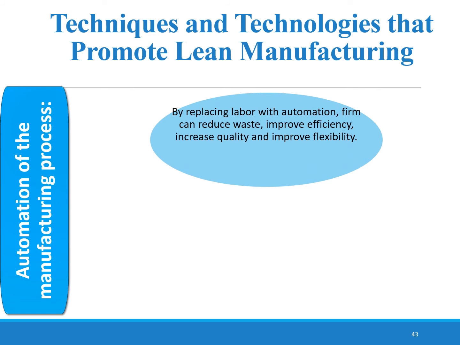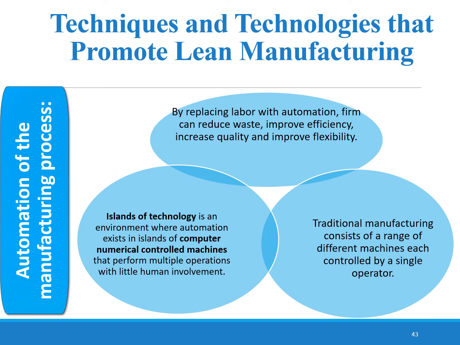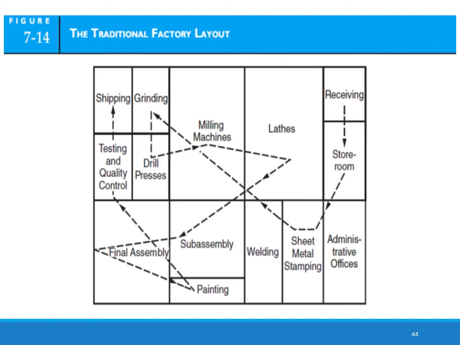Okay, so by replacing labor with automation, a firm can reduce waste, improve efficiency, increase quality, and improve flexibility. Traditional manufacturing consists of a range of different machines, each controlled by a single operator. The island of technology is an environment where the automation exists as an island of computer numerical controlled machines that perform multiple operations with little human involvement. We will see an example of this. This figure explains the traditional factory layout, which shows how the facilities should be redesigned again in order to serve the lean manufacturing model.